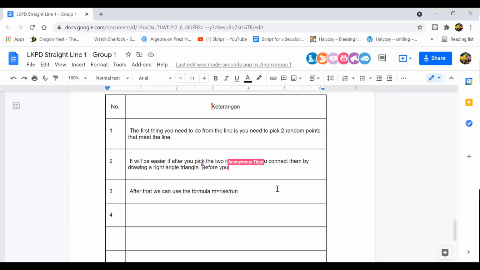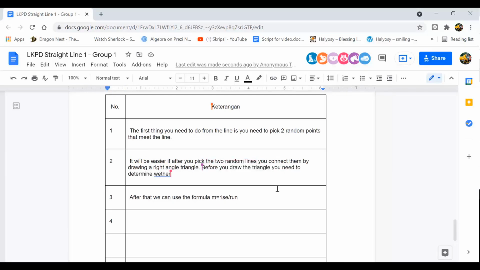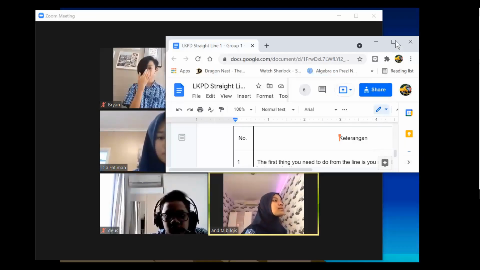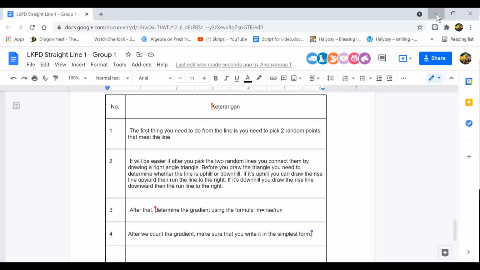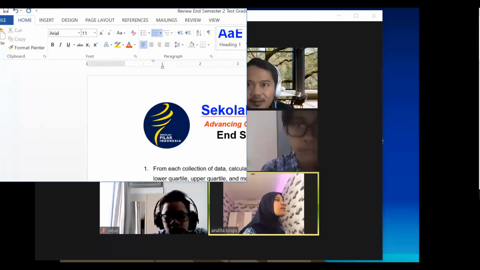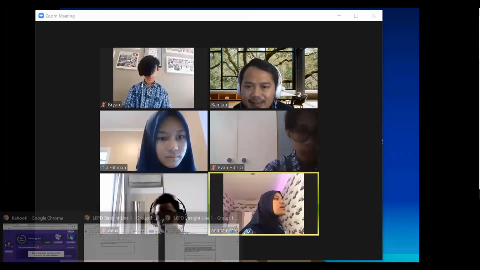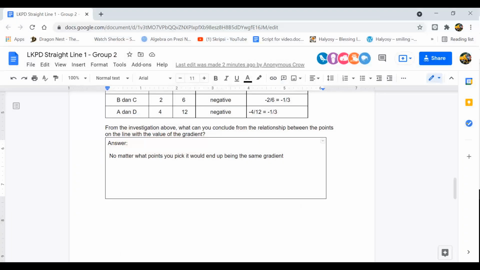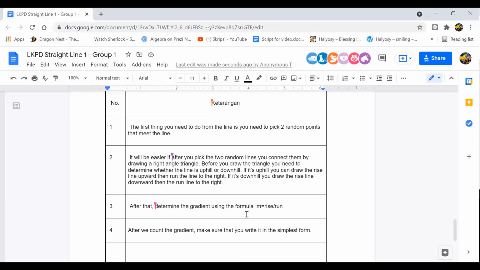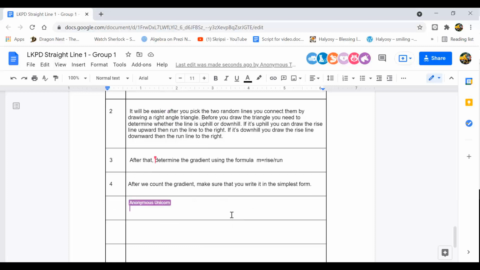Before you draw. The first thing you need to do from the line is pick two random points that make the line. It will be easier if after you pick the two random points, you connect them by drawing a right angle triangle. Before you draw the triangle, you need to determine whether the line is uphill or downhill. If it's uphill, you can draw the rise line upward and the run line.